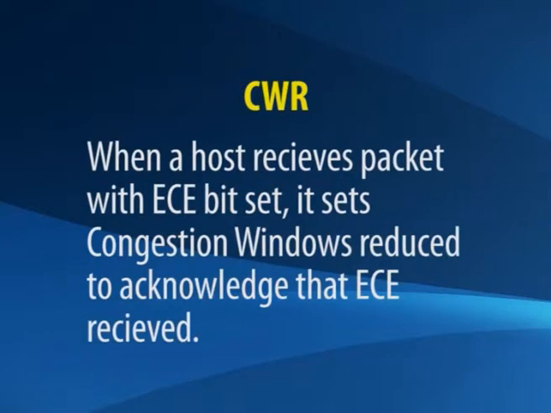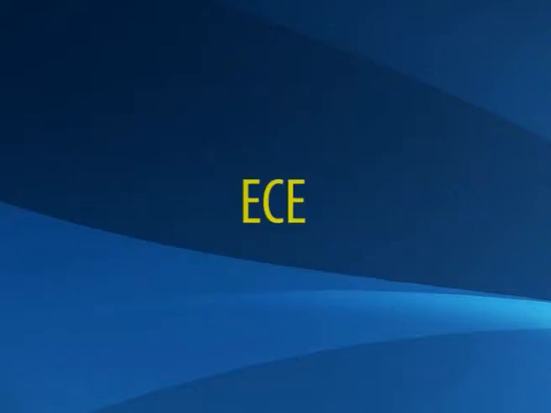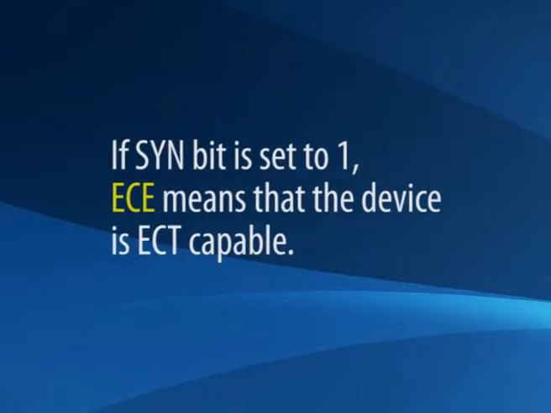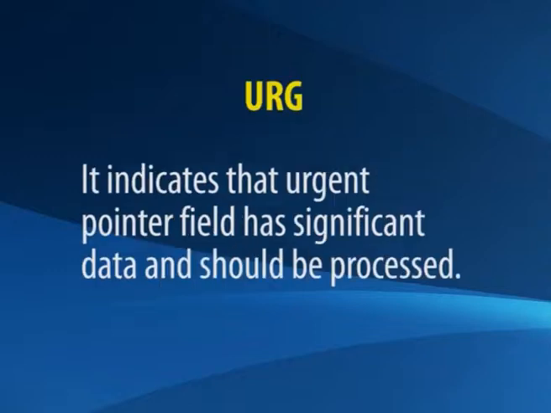CWR. When a host receives a packet with the ECE bit set, it sets congestion window reduced to acknowledge that ECE was received. ECE has two meanings. If the SYN bit is clear to 0, then ECE means that the IP packet has its CE, that is, congestion experience, bit set. If the SYN bit is set to 1, ECE means that the device is ECT capable.